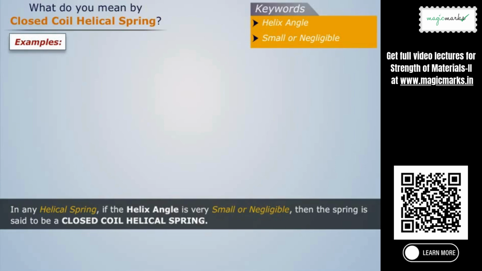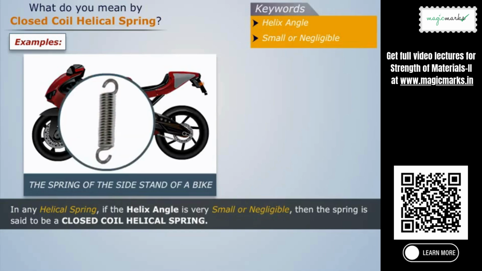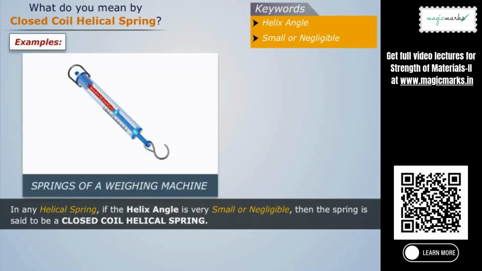Some of the examples of a close coiled helical spring are the spring of the side stand of a bike and the spring of a weighing machine.